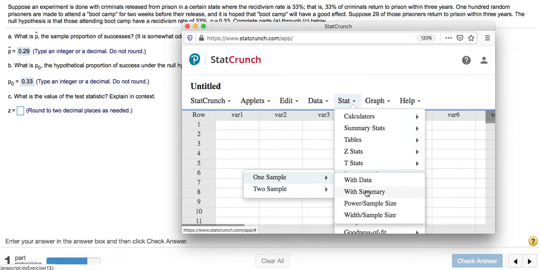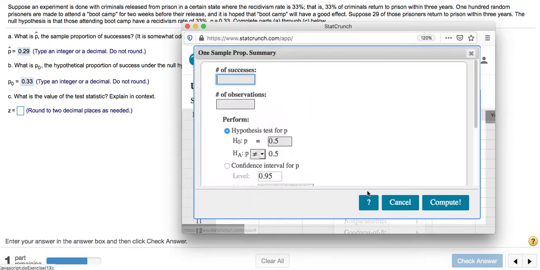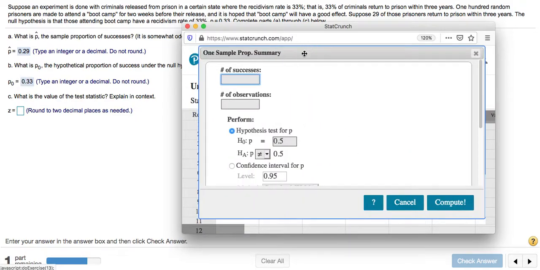And this was summarized for us. They said 29 of the 100, so that is a summary. And if you select those things, it opens up this. I'll first enter in what we're going to call the successes, which is the 29 out of the total 100 prisoners. And since we're doing a hypothesis test, I want to make sure that this is selected here. The value that goes in place of p is going to be this hypothetical value, this 33%. So I'll put in 0.33.